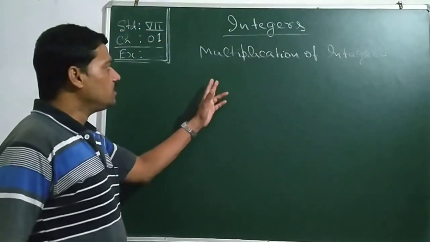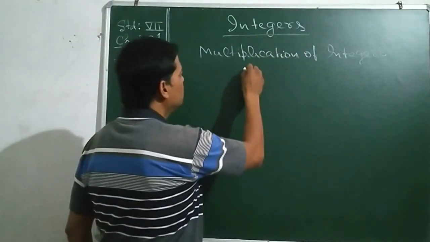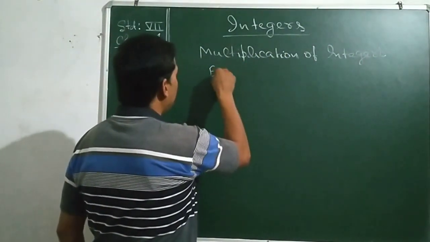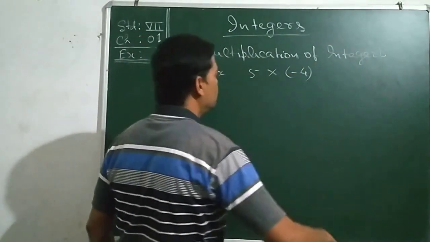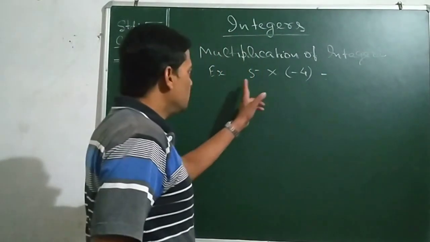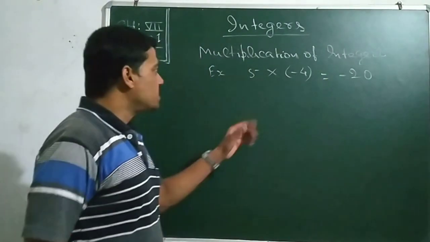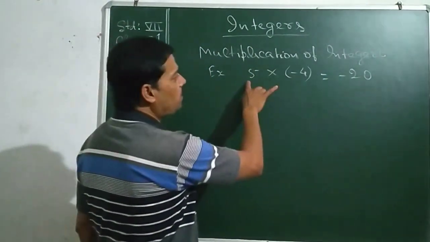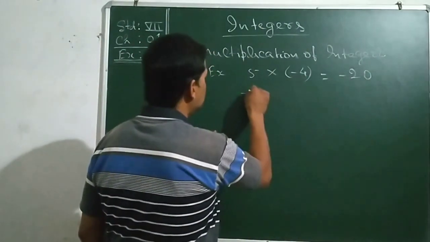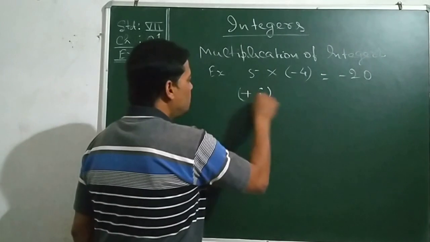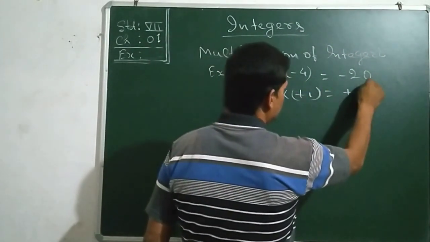Regarding multiplication, in the previous classes you had learned that one integer, assume for example 5, multiplied by -4 must be -20. How? The rule says that if you multiply one positive integer by a positive integer, the result is positive. That means positive integer into positive integer equals positive integer.